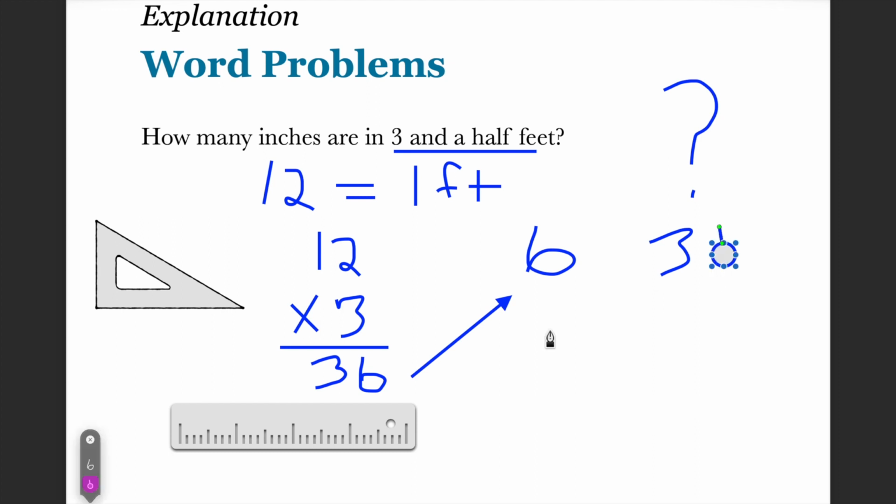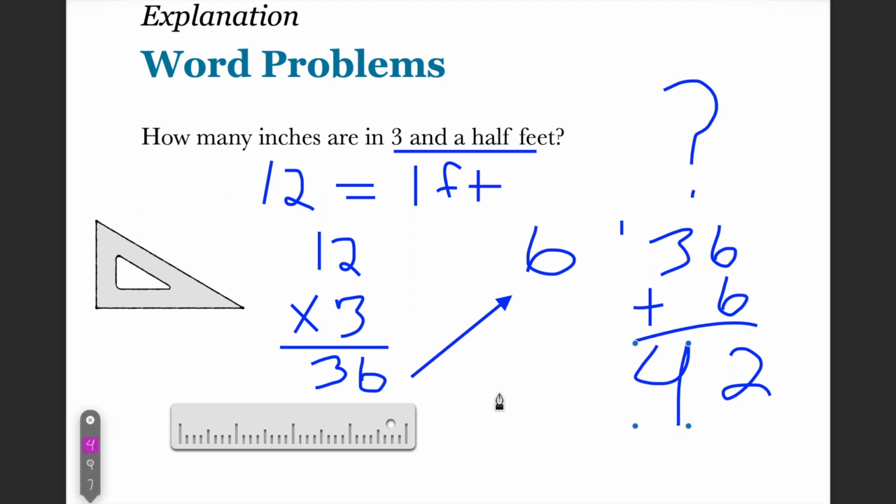36 plus 6. Got a little plus sign there, a little line right here. 36 plus 6 is going to be equal to, 6 plus 6 is 12, carry the 1, it's going to be equal to 42. So that's the answer right there. 3.5 feet has 42 inches in it. 42 is the answer to that question.